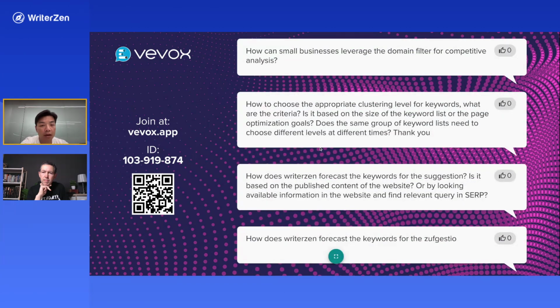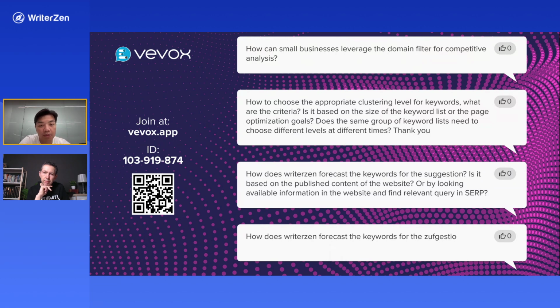How to choose the appropriate cluster level for keywords? What are the criteria? Is it based on the size of the keyword list or the page optimization goal? Does the same group of keyword lists need different levels at different times? These are very good questions. One of the things we are actually changing is that we are moving away from using numbers as criteria. In the next update, you'll see that there will be only three levels: relevant, which is equivalent to level three; and highly relevant, meaning keywords that are highly relevant to each other in terms of semantic meaning and appear in the same cluster, which is equivalent to level five, meaning the condition for keywords to be clustered is that five sub positions are the same in each of the keywords' total sub positions.